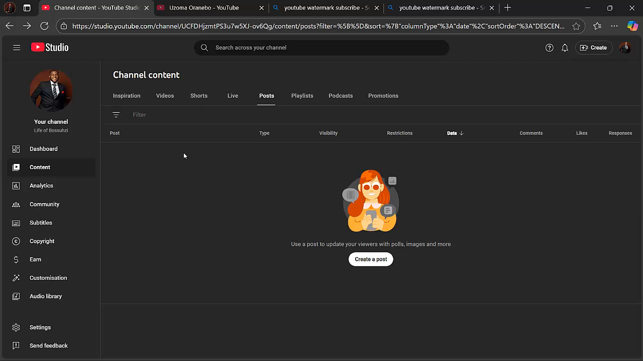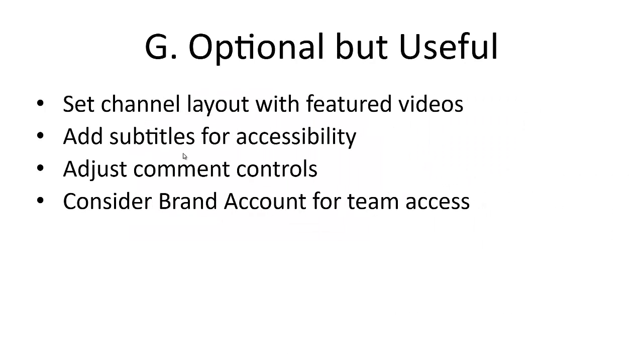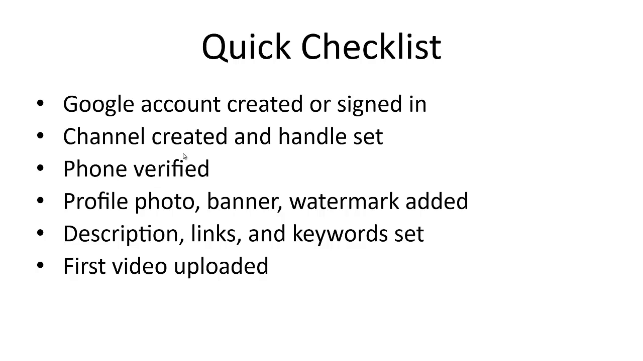So that is exactly how to open a YouTube channel. Very simple. So let's see other things like this. So the checklist is very simple. Let's go through the checklist. Created a Google account, created a channel, verified your number, photo, banner, watermark added, description and link, keywords, uploading your first video. Unfortunately, we are not uploading our first video right now because we are not ready.